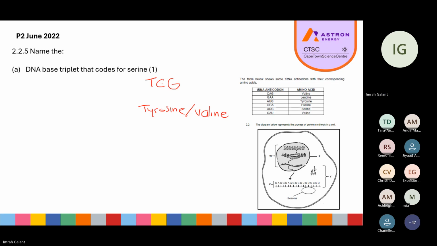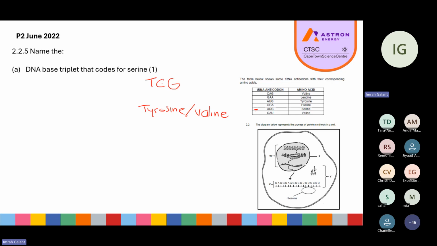Right. So what does it say over here? It says, name the DNA base triplet that codes for serine. So we only have the tRNA, the anticodon. The anticodon for serine is UCG. So how did we get that? The answer over here we have is TCG. Because obviously over here we have the DNA, we need to change this.